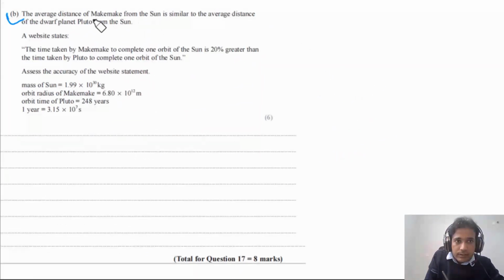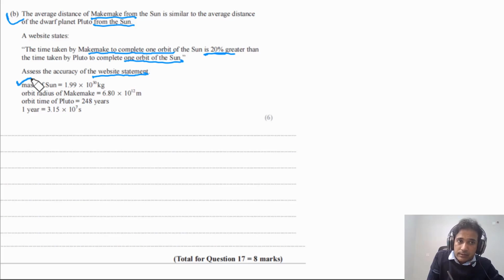Part B says the average distance of Makemake from the Sun is similar to the average distance of the planet Pluto from the Sun. A website states the time taken by Makemake to complete one orbit of the Sun is 20% greater than the time taken by Pluto to complete one orbit of the Sun. Assess the accuracy of the website statement. We have the mass of the Sun given, the orbit radius of Makemake is given, and the orbit time of Pluto is given to us, and it is also given that 1 year is equal to 3.15 times 10 to the 7 seconds.